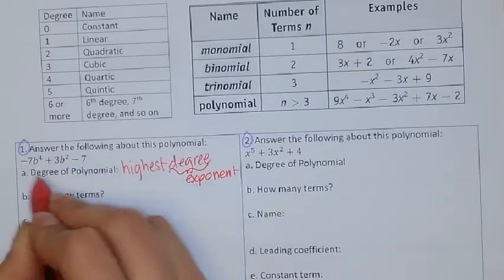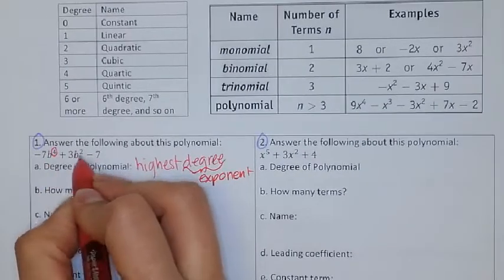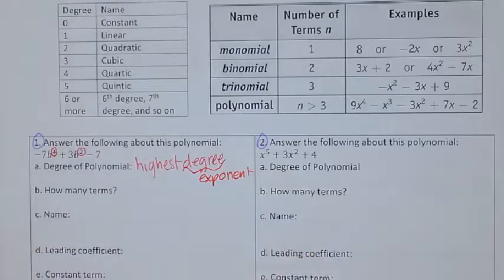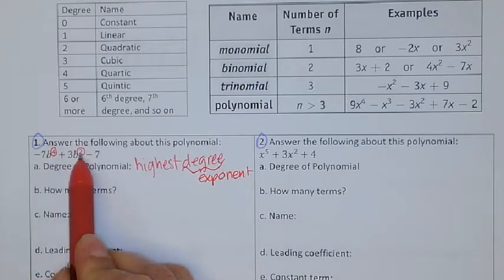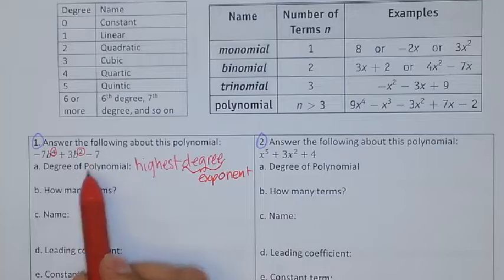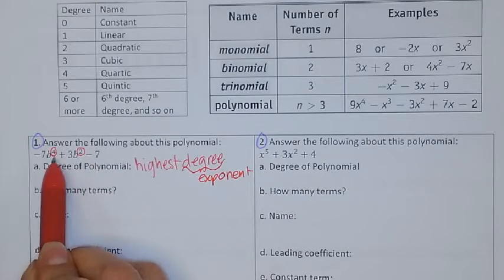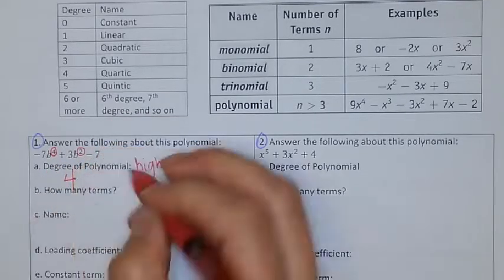So I go to my polynomial given, and these are my exponents. This one doesn't have one. And then I notice that it is in descending order, 4 and then 2. So this is written correctly. And the highest one is the 4. So the degree is 4.